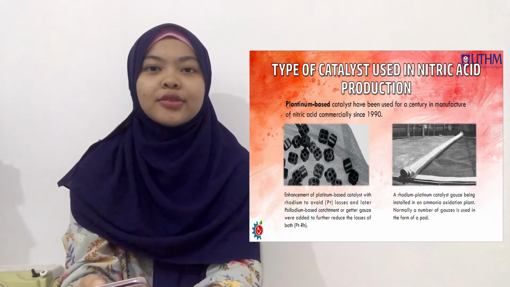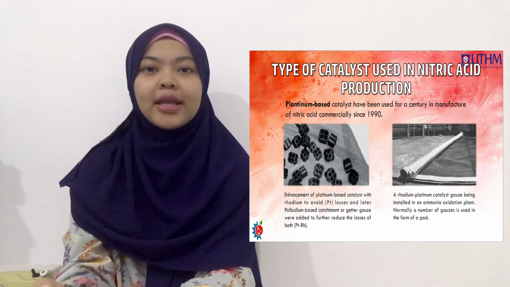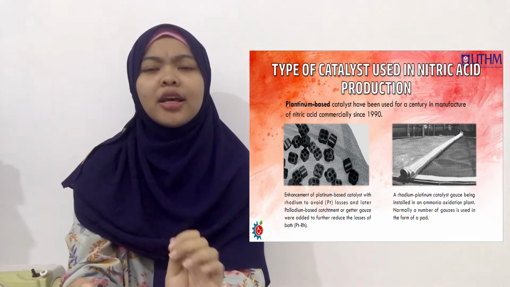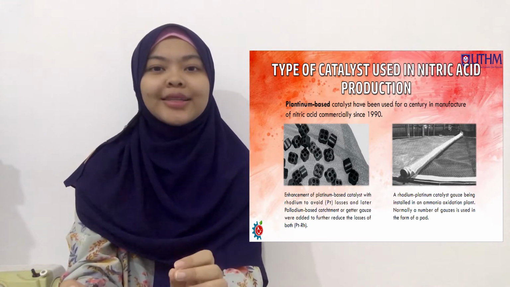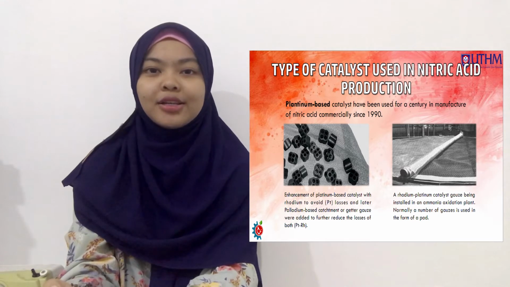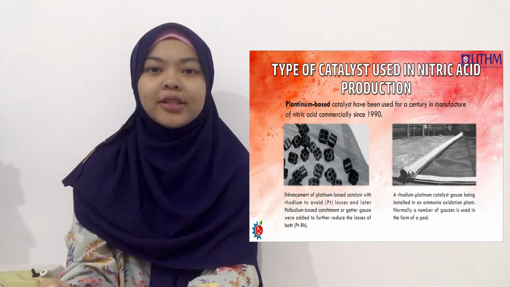I will present you the type of catalyst used in nitric acid production and its properties. In nitric acid production, the type of catalyst used is platinum based. It is a catalytic metal and metal oxide, and the elements of rhodium, palladium and platinum are extensively used in many industries due to their extremely high activity and selectivity.